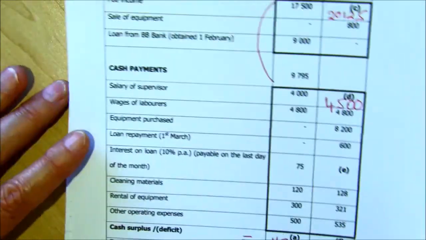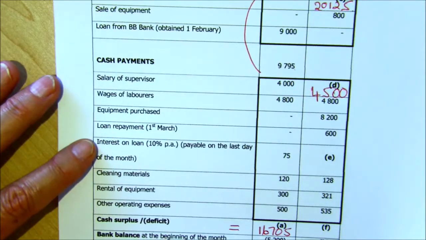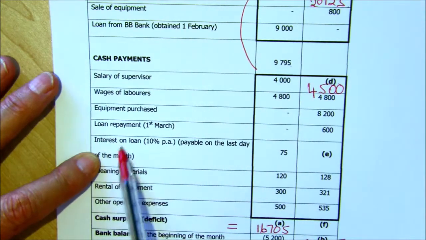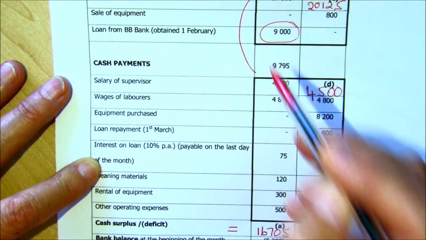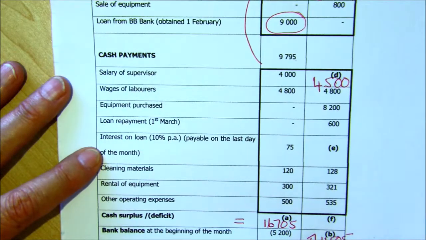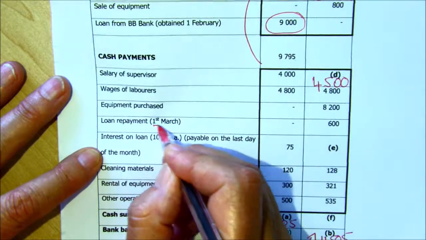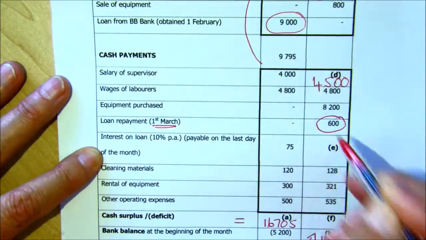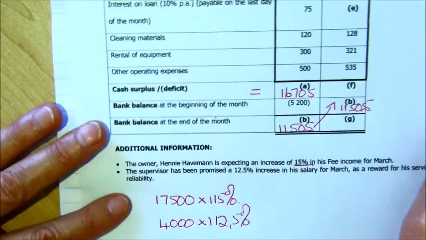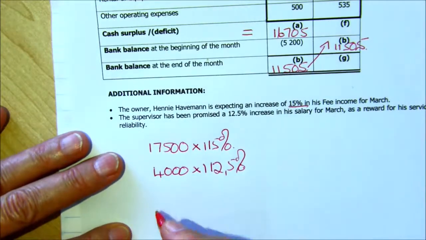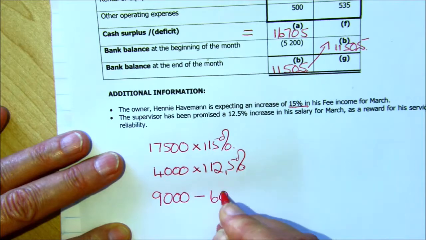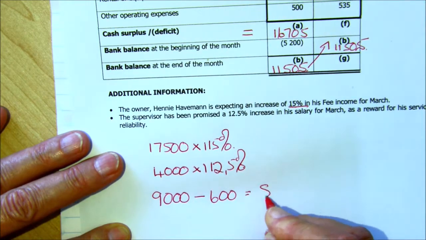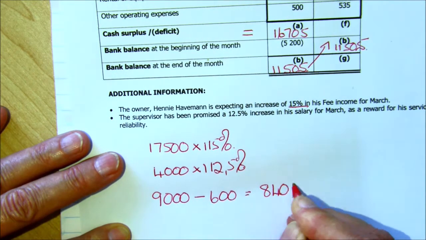Then the interest on the loan over here. Now this one you've got to look a little bit more carefully. You took out a loan in February here. Here's your 9,000 Rand. If I look here, on the 1st of March, I repaid 600. So if we're looking over here, I had 9,000 and I've paid off 600. So my loan has gone down to 8,400.